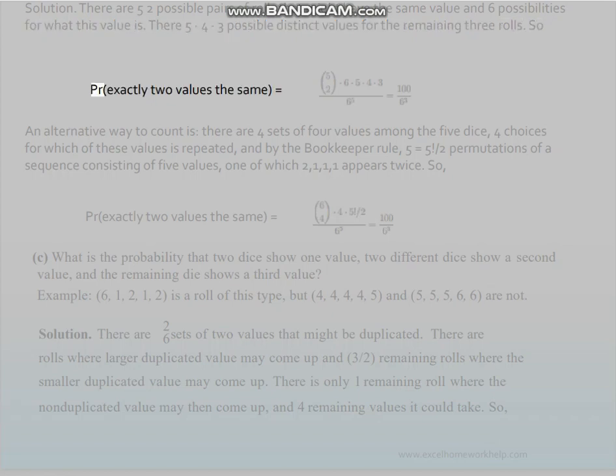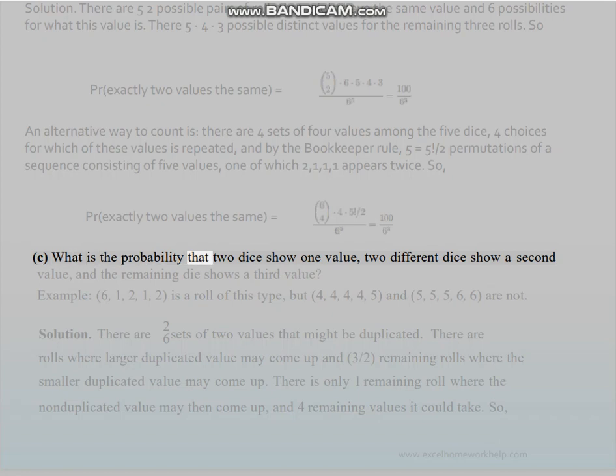So, Pr[exactly 2 values the same] equals the count divided by 6^5. An alternative way to count is: there are (6 choose 4) sets of 4 values among the 5 dice, 4 choices for which of these values is repeated, and by the bookkeeper rule, 5!/2! permutations of a sequence consisting of 5 values, one of which appears twice. So, Pr[exactly 2 values the same] equals the count divided by 6^5.